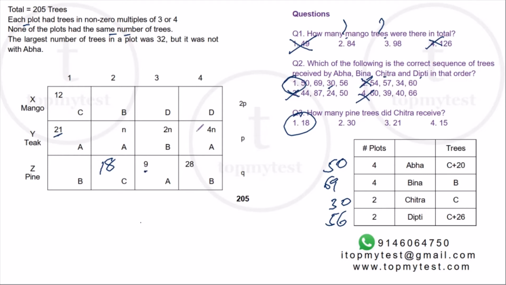So the balance two plots will add up to 20. So n plus 4n adds up to 20, which means n adds up to 4. This value will be 4, which means this is 8. This will be 16, right? Which means I can add up this total for this row, which means this double of this will be this. So I can find out the values here.